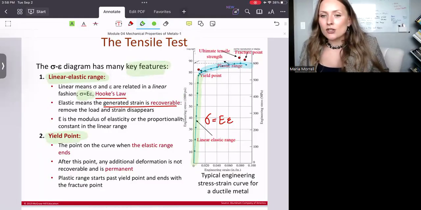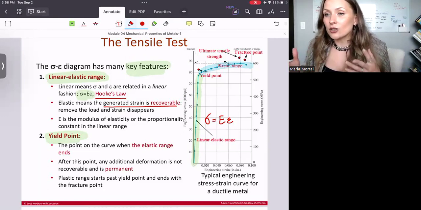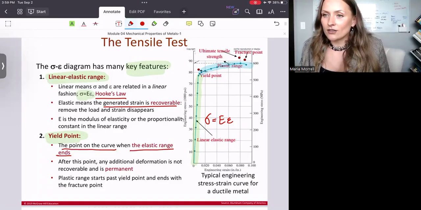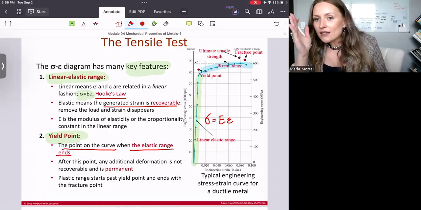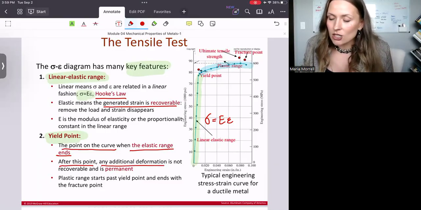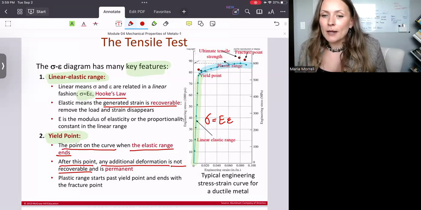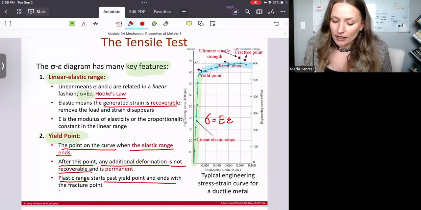The yield point, right? For now, I will give you just a simple definition, but there is a specific procedure for how you actually evaluate that point. The yield point is the point on the curve when the elastic range ends, right? So once you have this linear elastic range, and at some point it ends, this is going to be your yield point. The important thing is that after this point, any additional deformation is not recoverable, meaning that it is permanent, right? The plastic range starts past the yield point, and then it ends at the fracture point.